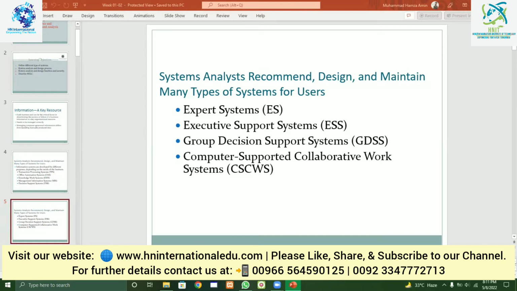Yes, sir. With the help of a 3D printer, a computer is connected, and with that connection developed between the computer and the 3D printer, the computer allows the 3D printer to do the task according to the instructions provided by the computer. Okay, so this is a computer supported collaborative work system doing the task.